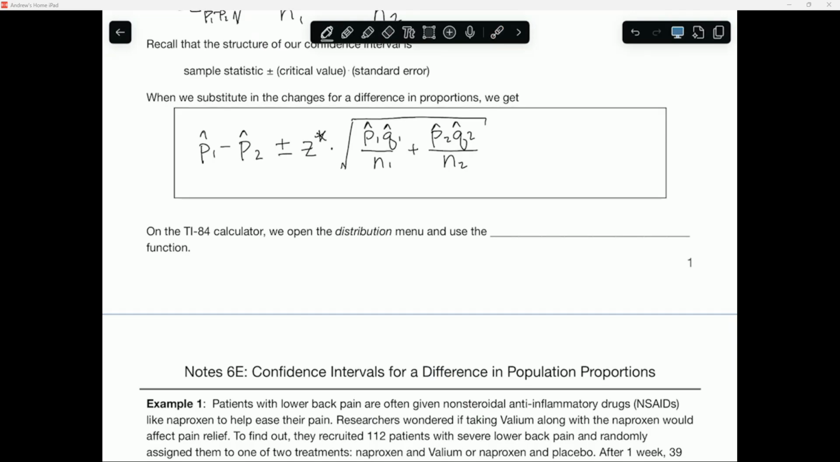We know that our calculator can help us. It's the stats test menu. Just like we had a 1-PropZInt, there will be a 2-PropZInt function on our calculator. Reminder, we should still set up this formula on our paper before we use the calculator function to help us.